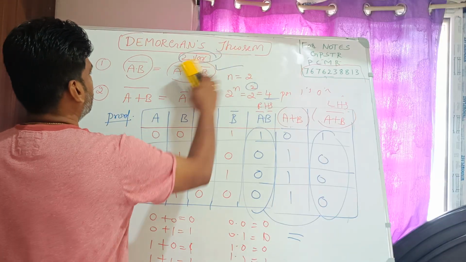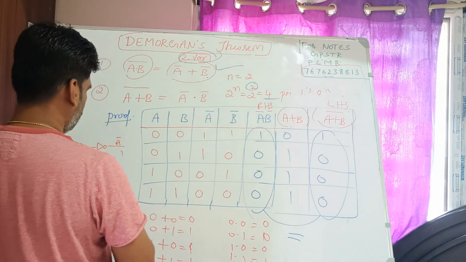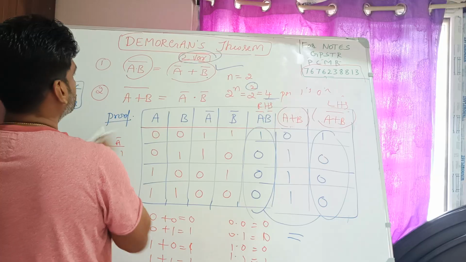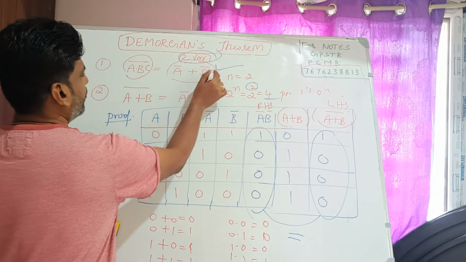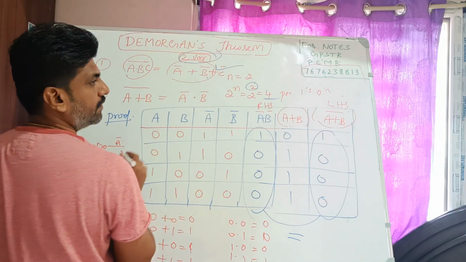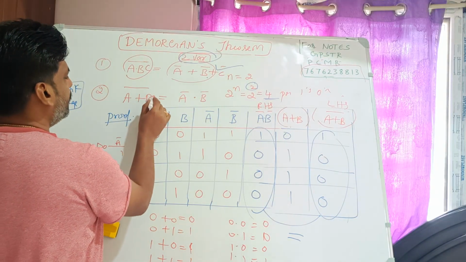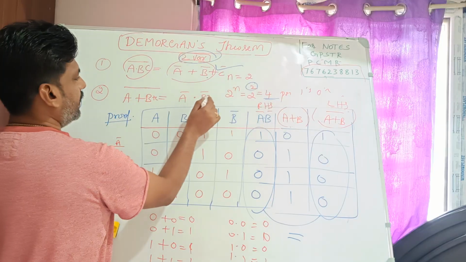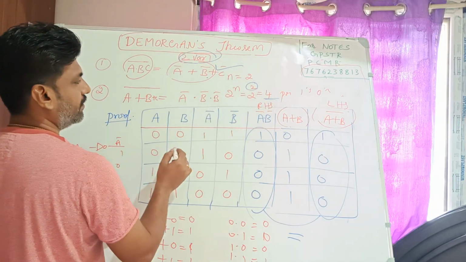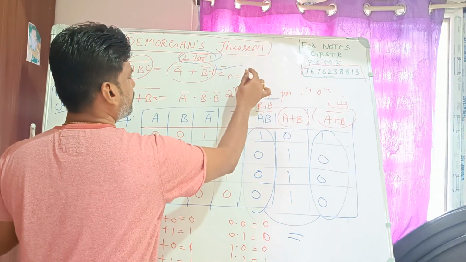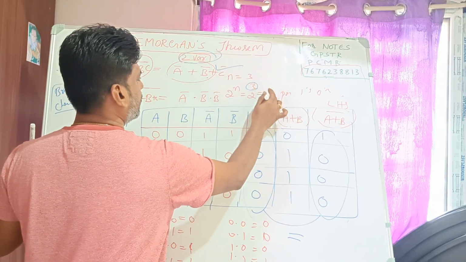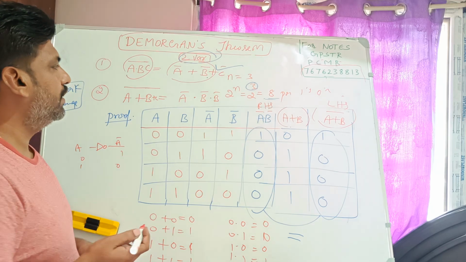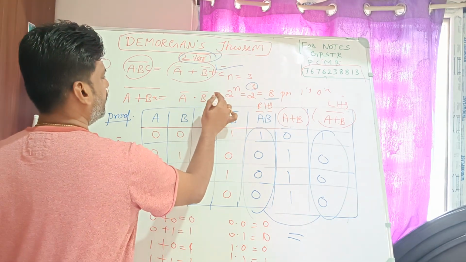So now here this complement of AB becomes ABC, and here one more extra, that is C bar. Here it is complement of A plus B plus C, and it becomes one more extra. Right? How many variables now? 3. So what is 2 power 3? 8 possible combinations of zeros and ones we will get.